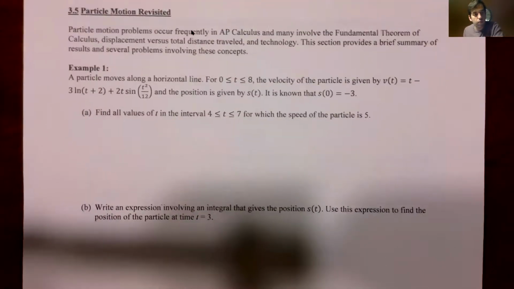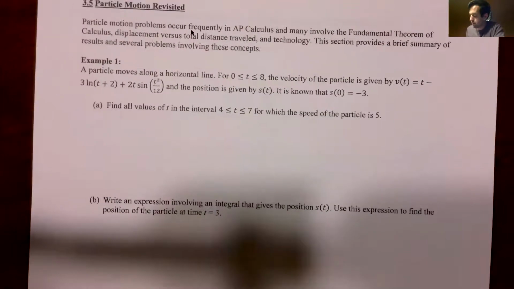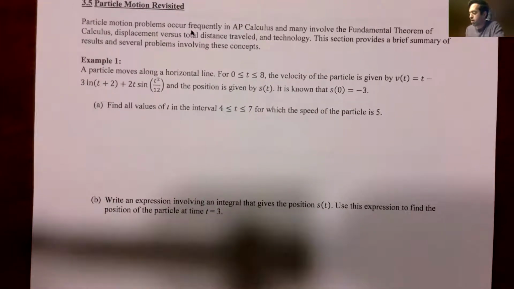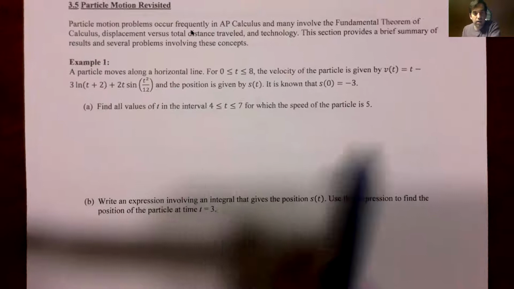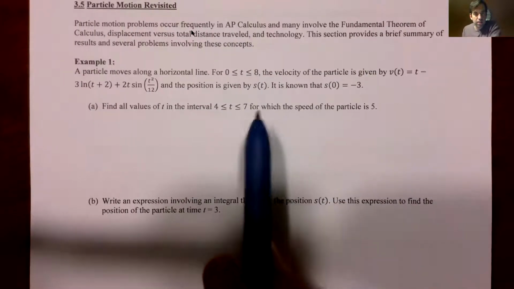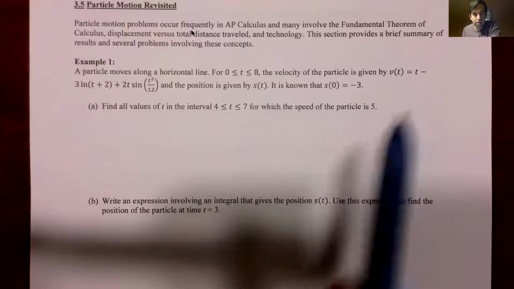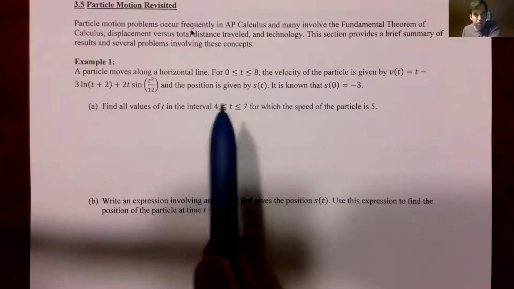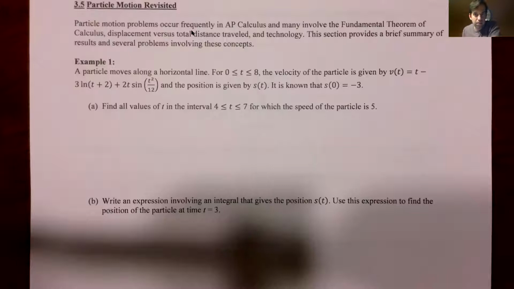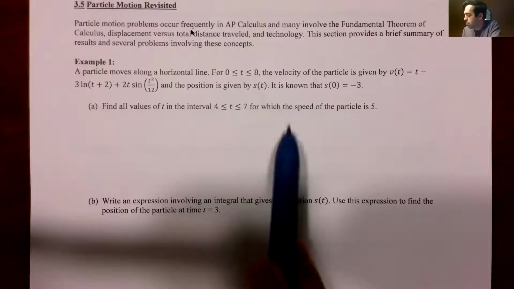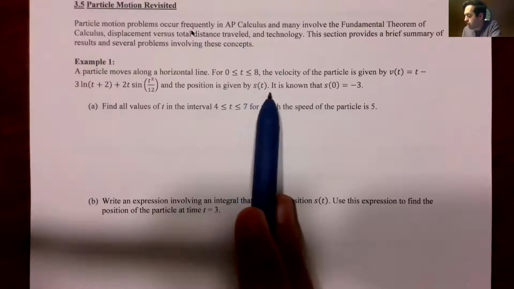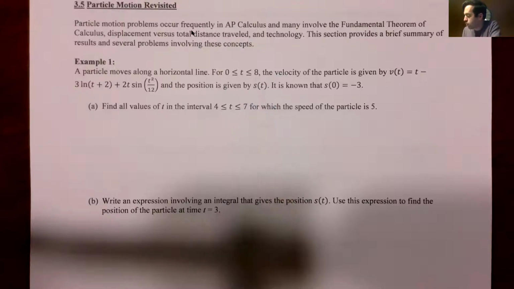We're just going to move right into the first example, and this example is 4 parts. A particle moves along a horizontal line. For 0 ≤ t ≤ 8, the velocity of the particle is given by this v(t) function, and the position is given by s(t). It is known that s(0) = -3, but the actual equation for s(t) is not given.